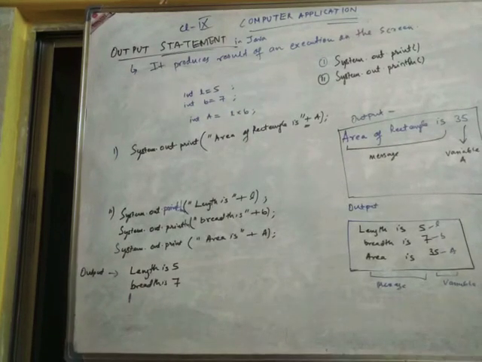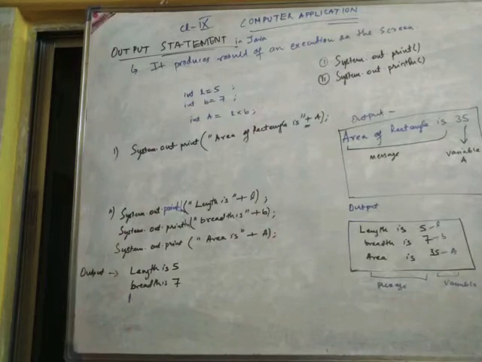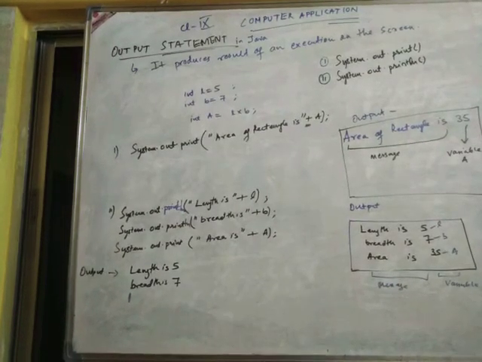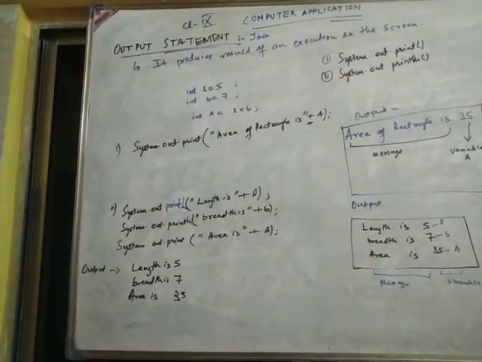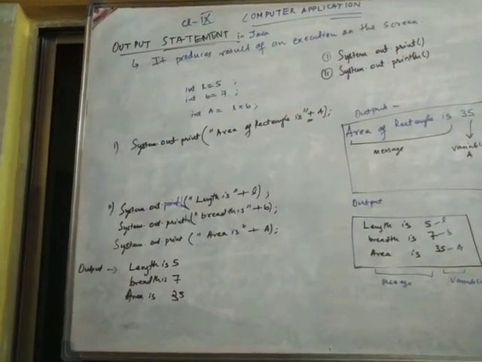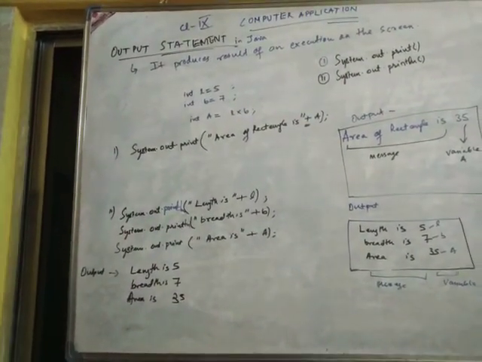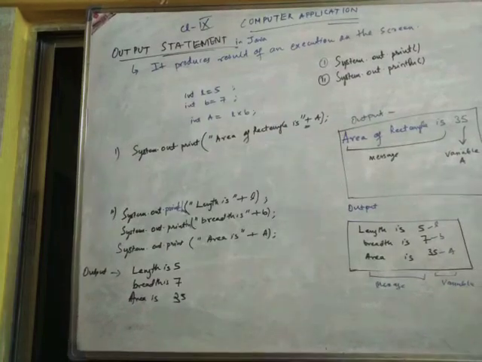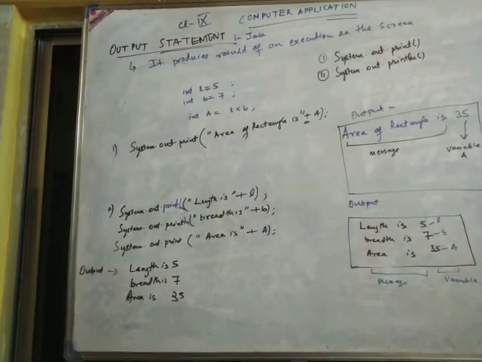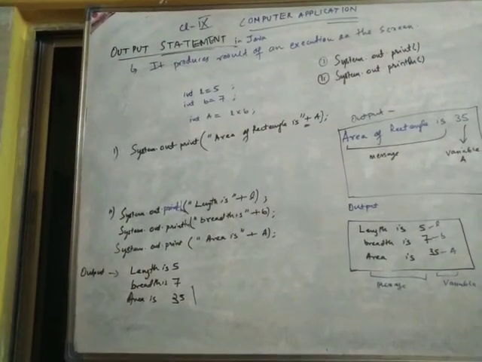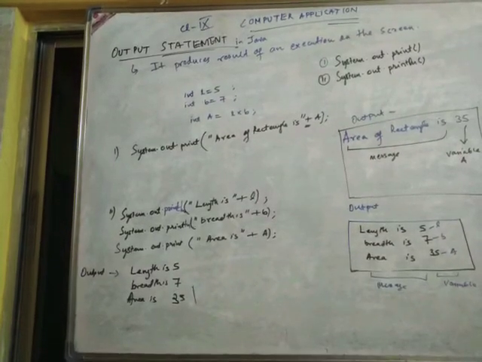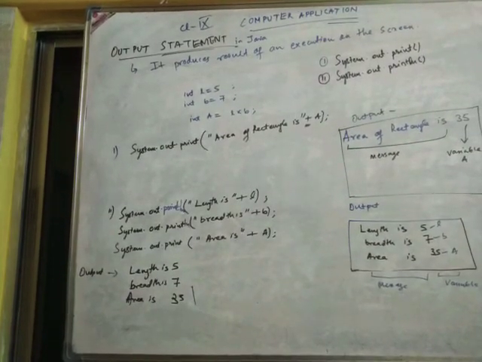Then we have "area is" plus A, so "area is 35" will be written. Clear? And the cursor will remain at the last, after "area is 35". Why? Because we have print in the last line. Understood? After the third line it remains there. So this is the basic difference between print and println and when we use them.